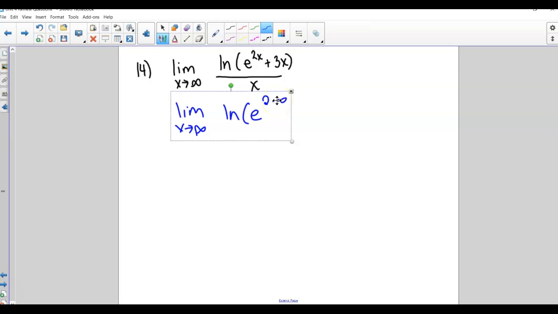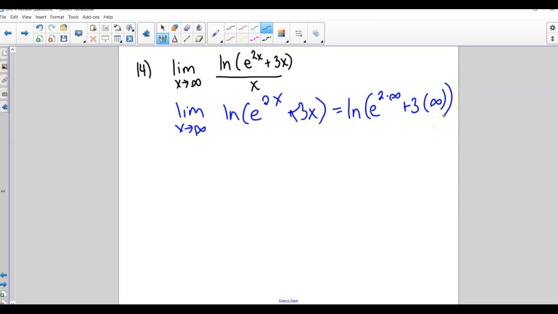Actually, I shouldn't plug that infinity in yet. Just write e to the 2x plus 3x. And so this is going to be natural log of e to the 2 times infinity plus 3 times infinity. So here you just have a really large number. And even when we take the natural log of that, we're still going to get infinity there. And then in the denominator, when we do the limit as x approaches infinity of x, we will also just get infinity. So for this one, L'Hôpital's rule applies.